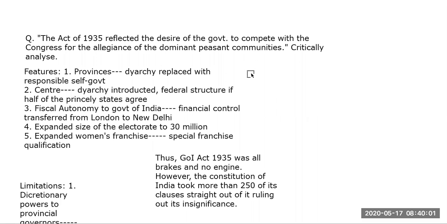Today we'll be discussing the Government of India Act through a question. This type of question is now being asked in the UPSC examination. The Act of 1935 reflected the desire of the government to compete with the Congress for the allegiance of the dominant peasant communities. So this apparently looks like a very weird question.